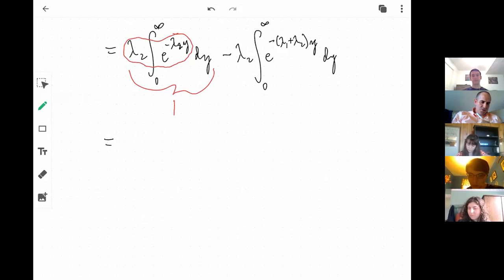So this is just going to be 1 minus... All right, so what is an antiderivative for e to the minus lambda 1 plus lambda 2 y? What's an antiderivative for that?